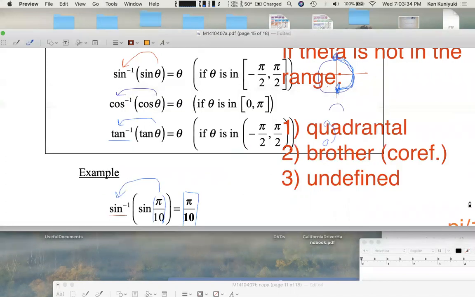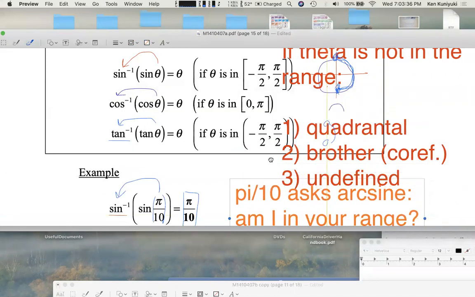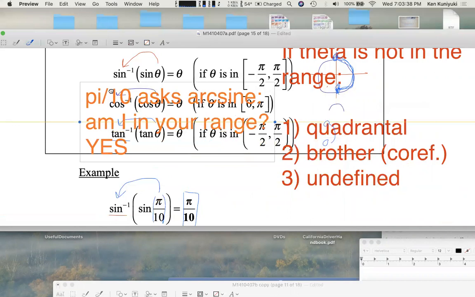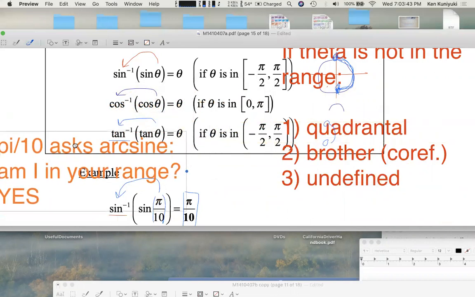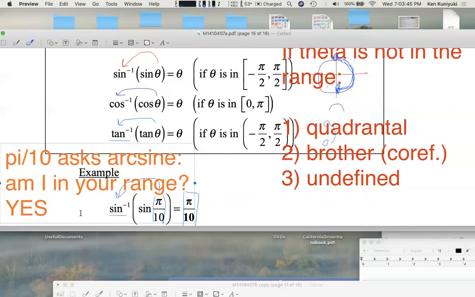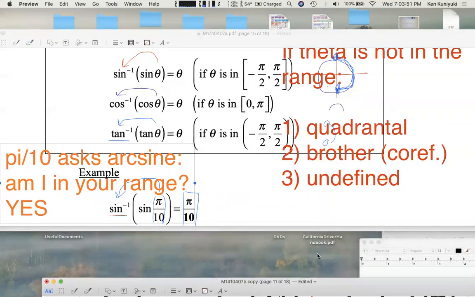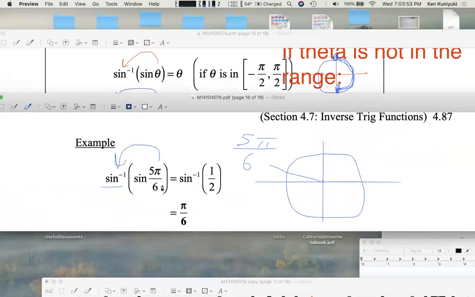Unlike the case for pi over 10. You see, pi over 10 asks arc sine, am I in your range? And arc sine, inverse sine says yes, so pi over 10 gets spit out. But over here, in this example, 5 pi over 6 is not in the range of inverse sine.